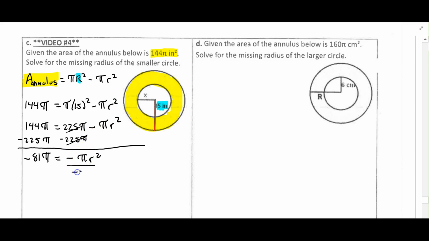Now I'm going to divide both sides by negative pi. So these negative pi's cancel out. This pi cancels with this pi. These negatives cancel out. And I'm left with 81 is equal to r squared. And then I just need to take the square root of both sides. And I get that the radius of the small circle is 9 inches.